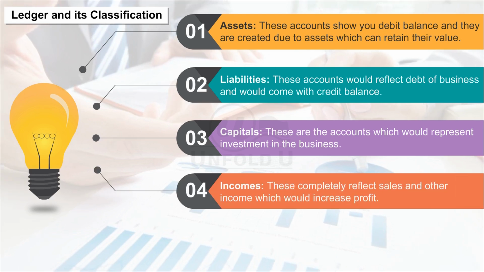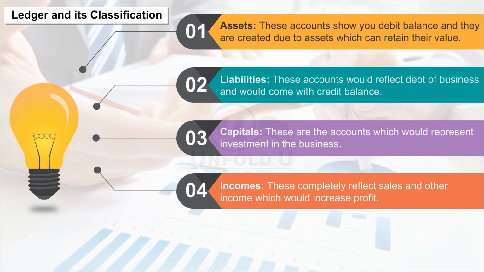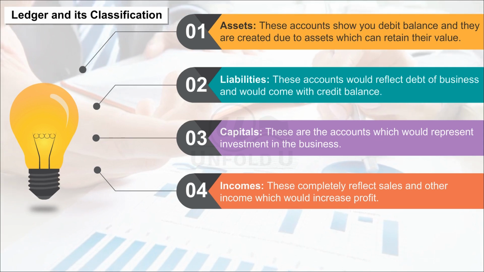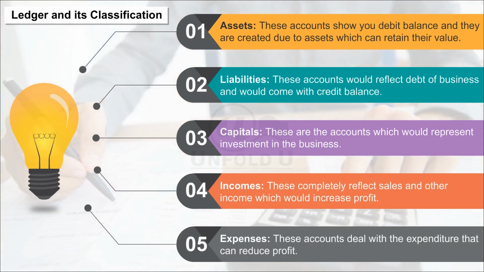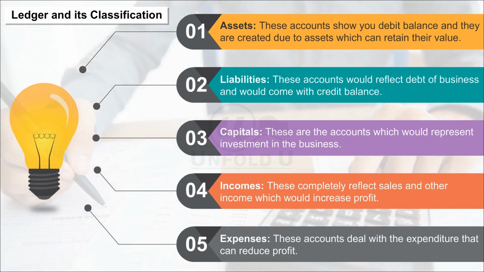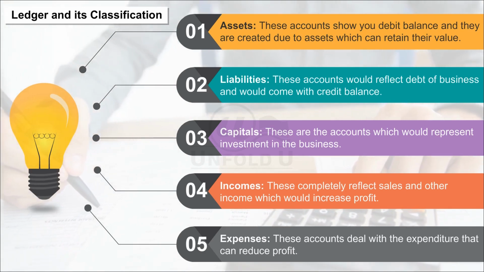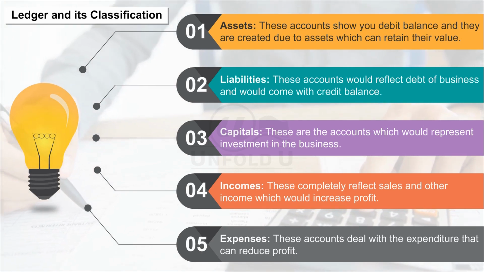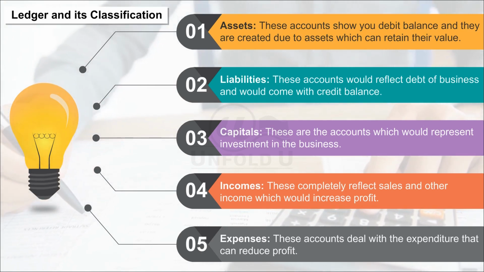4. Incomes. These completely reflect sales and other income which would increase profit. They show a credit balance and are credited to the profit and loss account. 5. Expenses. These accounts deal with expenditure that can reduce profit. They will show a debit balance and are debited to the profit and loss account.